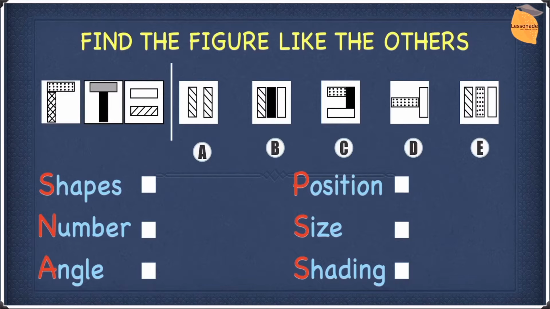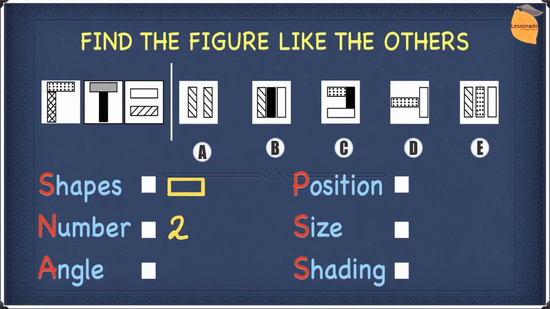So let's do the same thing. So let's first look at shapes because it's part of SNAPs. In terms of shapes, we have rectangles. Now let's move on to the next one. In terms of number, we have 2 rectangles. So we have 1, 2, 1, 2, and 1, 2. So we have 2 rectangles in every shape. So we can write it 2.